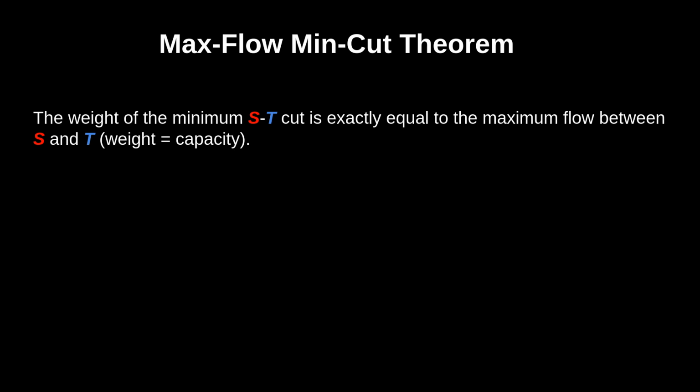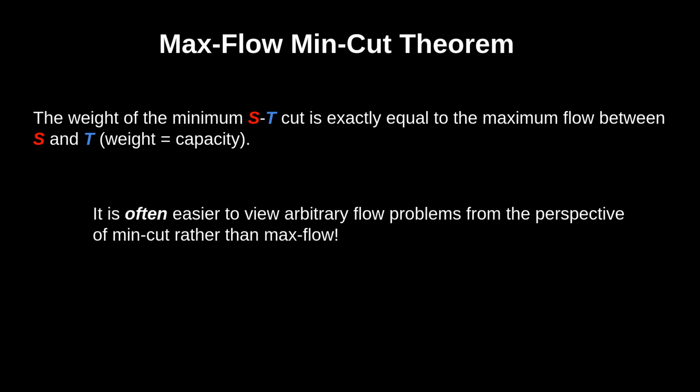It turns out that, and this is proven with the max flow min-cut theorem, the weight of the minimum ST cut is exactly equal to the maximum flow between S and T, when S is the source and T is the sink, when you put the weight or cost of removing each edge as the capacity of that edge in the flow graph. It is often easier to view arbitrary flow problems from this perspective of min-cut rather than viewing them from the perspective of max flow.